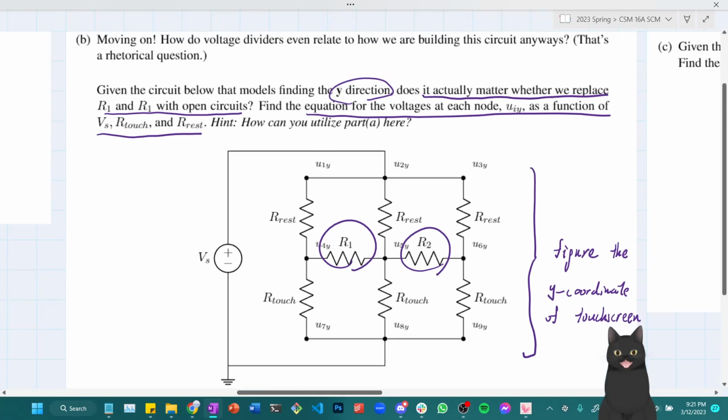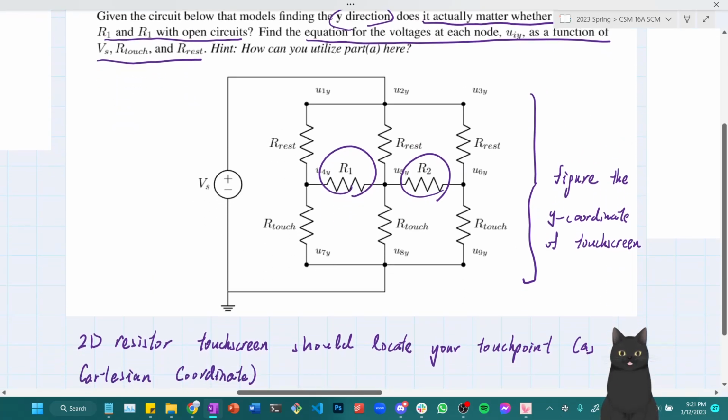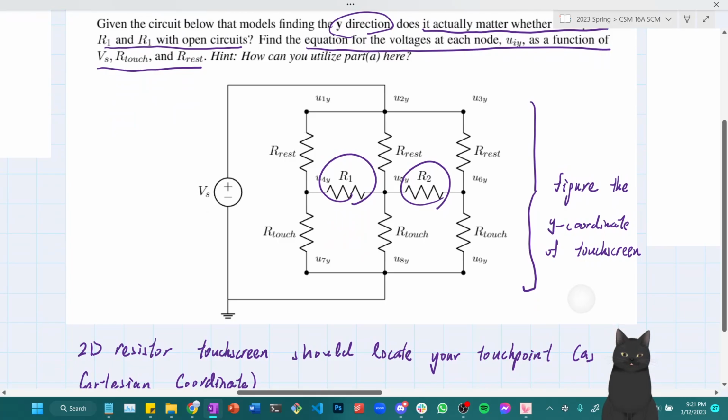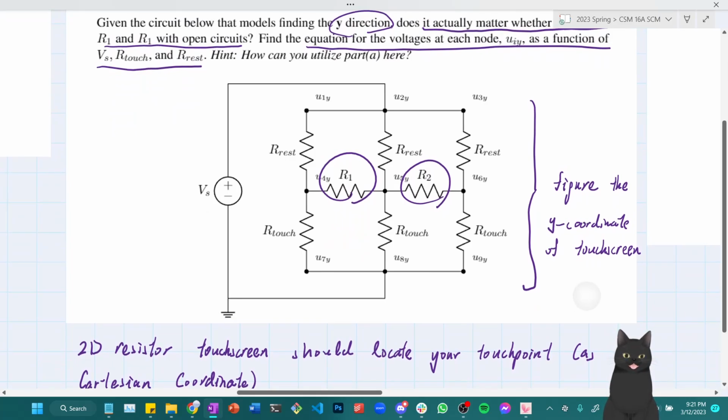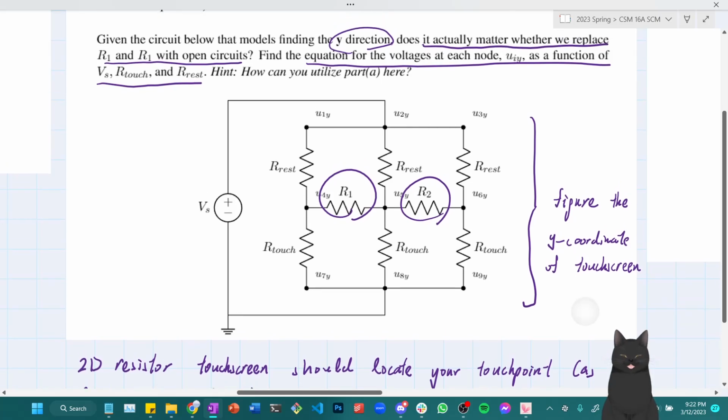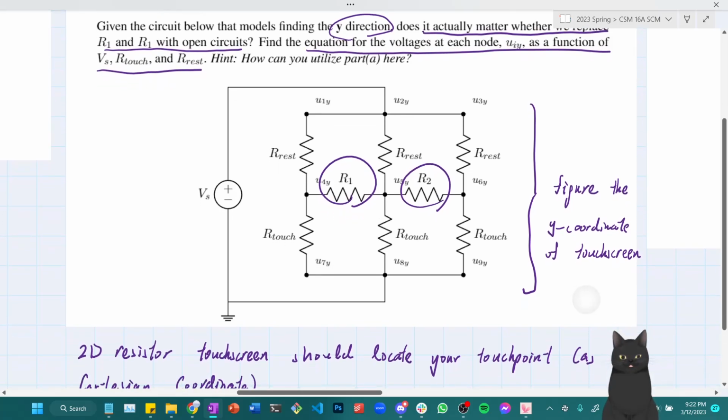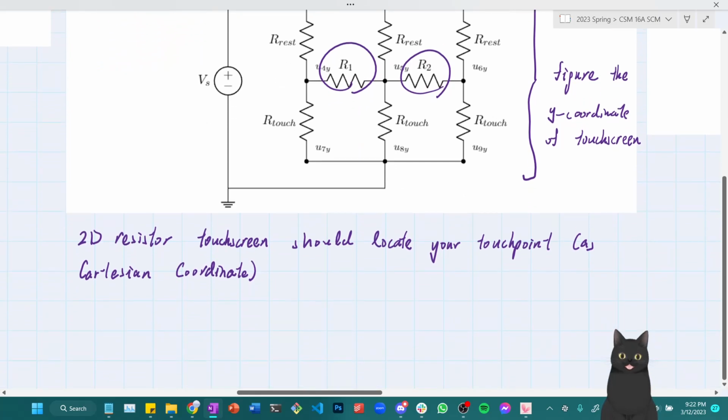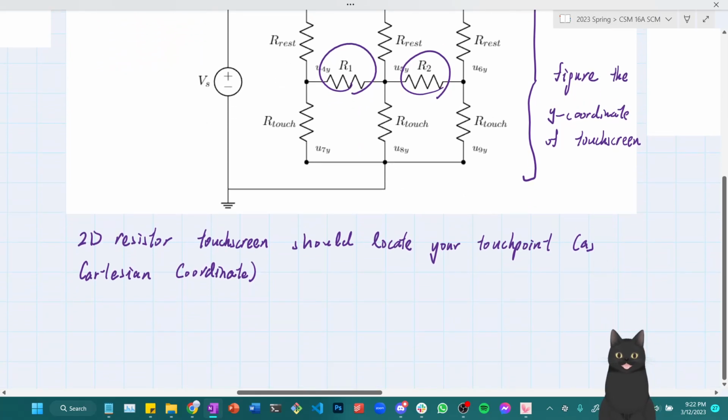Which is what we meant by finding the y direction. Well, now that we have this brief review about how 2D resistor touchscreens work, we should probably worry a little bit about, does it matter if we replace R1 and R2 with open circuits? Okay, so what's the difference? What's the difference between putting a resistor and putting an open circuit here?